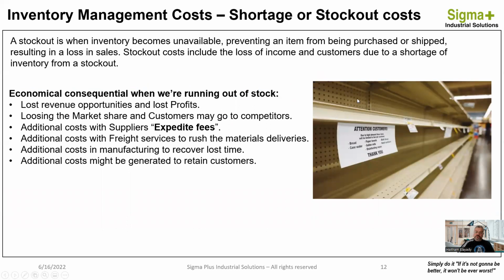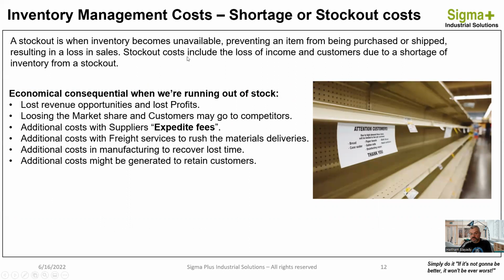Okay, so now we can speak about the third category of the inventory management cost, which is known to be the shortage or the stockout cost. And those are the costs associated with the consequence of having unavailable materials during their urgent need in the production.